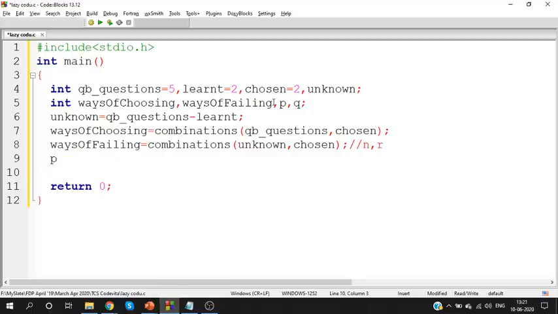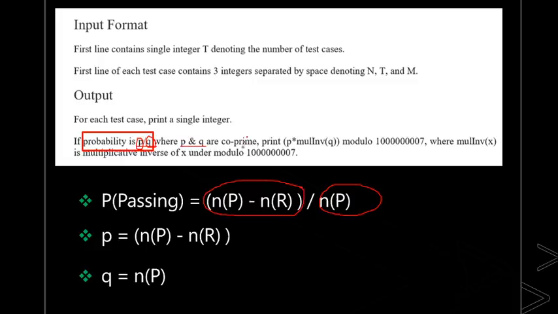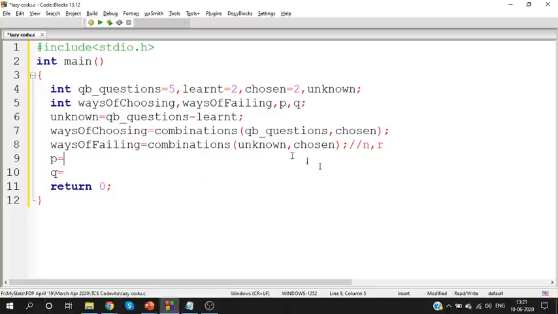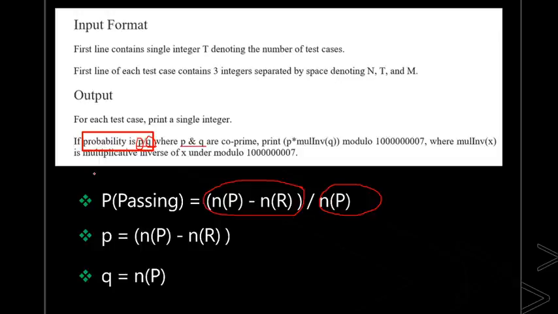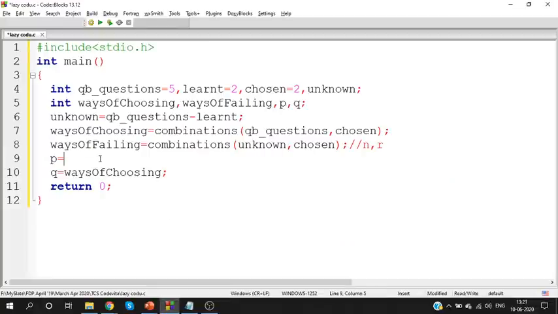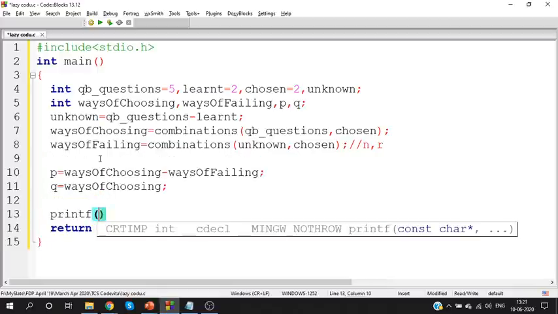What is P and what is Q? As we have seen here, Q is nothing but the denominator. Total possibility is the denominator. So Q is nothing but ways of choosing. And what is P? P is total minus ways of failing. Ways of passing is nothing but total minus failing count. That is the P value. I hope I made it clear up to this point. So let me just print both the values, P comma Q.